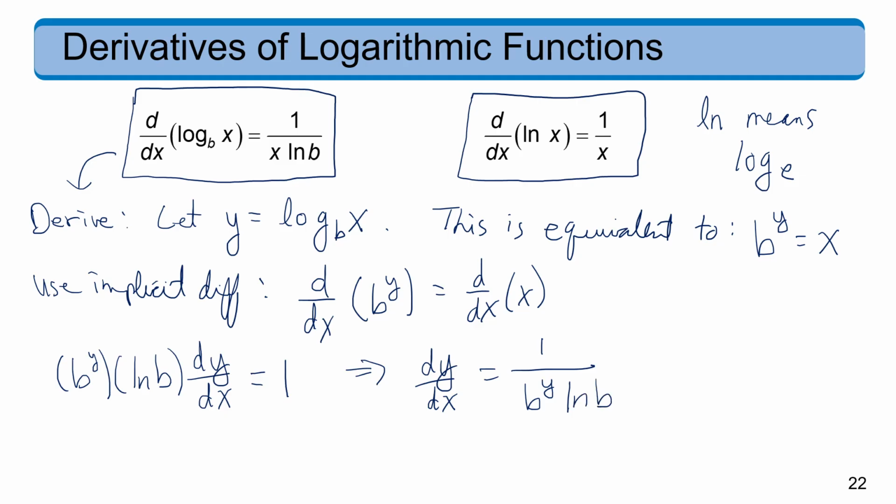But notice up here, b to the y is equal to x, so we can replace this b to the y with x. We get 1 over x natural log b, and now we've derived the formula, right? Because we started by letting y equal this log base b of x. And so dy/dx represents the derivative of this log base b of x. And we showed that it's equal to this expression, which is what we had in our formula up here.